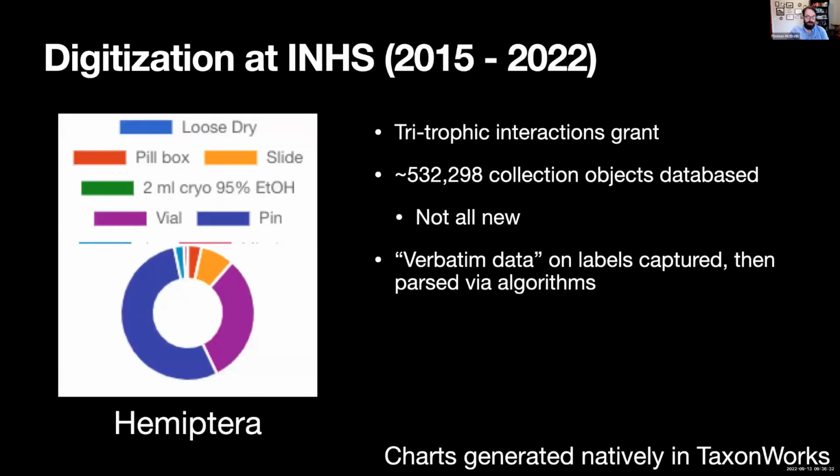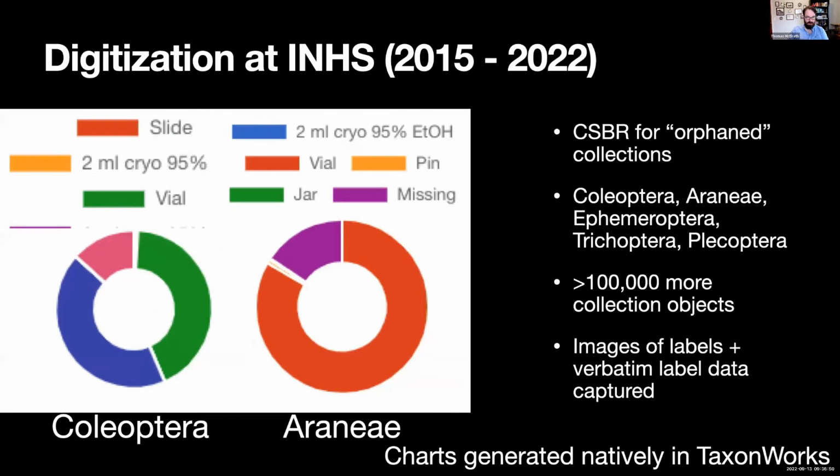Alongside that, we were doing a lot of digitization in these databases, along with in TaxonWorks eventually. There was a Tritrophic Interactions grant that digitized a whole bunch of hemipterans, capturing a lot of verbatim data. This generated thousands and thousands of new collection objects. Ed DeWalt also got a Collections in Support of Biological Research grant for a bunch of orphan collections that we took on. A lot of Ephemeroptera, Trichoptera, Plecoptera, a lot of aquatic orders that led to about 100,000 more collection objects.